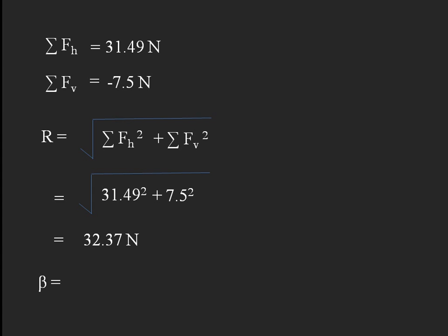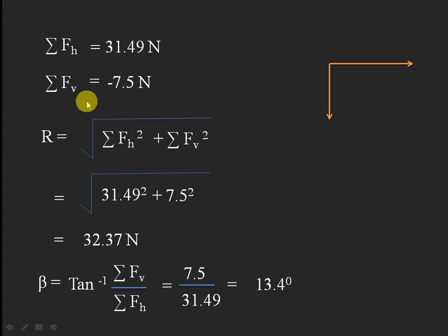Next we can find theta also. That means the resultant force is acting with respect to the x-axis. Theta is equal to tan inverse of sigma Fv by sigma Fh. Substitute the values, and you will get the theta value by calculating the equation. So 13.4 degrees. How to represent it: Fh is a positive value in the positive direction and Fv is a negative value in the negative direction, and the resultant force will be in the downward direction at an angle of beta with respect to the x-axis. This beta will again be equal to 13.4 degrees.